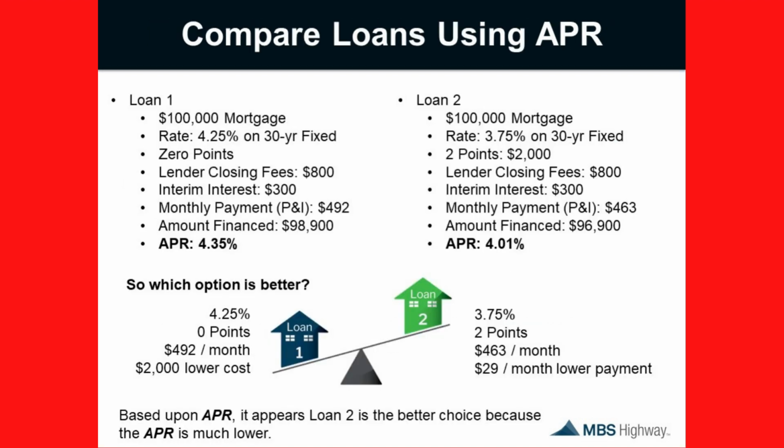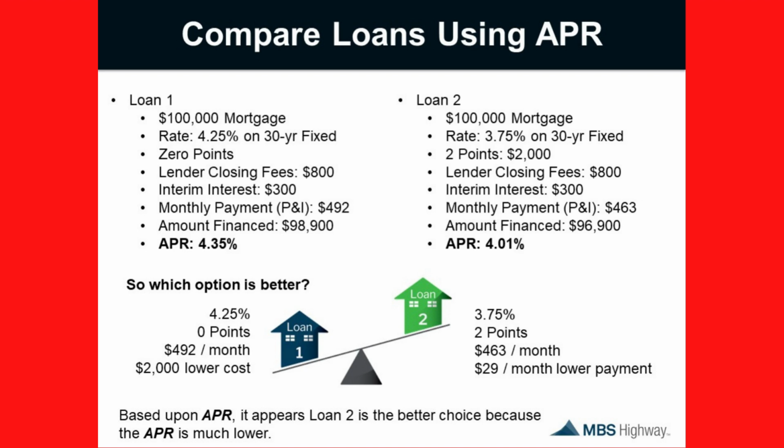Now, let's compare that to another loan option with the same exact parameters, a $100,000 30-year fixed rate mortgage, but in this scenario, you're paying points, buying down the interest rate from 4.25 to 3.75, and let's assume the cost of that is 2 points. A point is 1% of your loan amount, so on a $100,000 mortgage, 2 points is $2,000. We're going to keep lender fees the same and interim interest the same, although it would be a few dollars lower because of a lower interest rate. But apples to apples, we're just going to keep it simple and keep it the same.